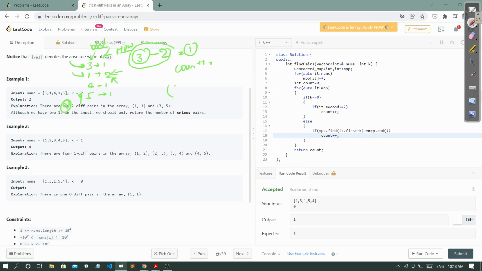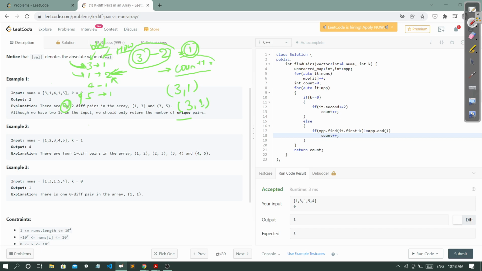Suppose 3 is there and we have to find whether 1 occurs or not. If I increase by how many times 1 occurs, then we get two identical pairs, but we have to find the unique pair. So we have to increase the count value only one time, such that we will not get the duplicate pair. So we have to take care of that.